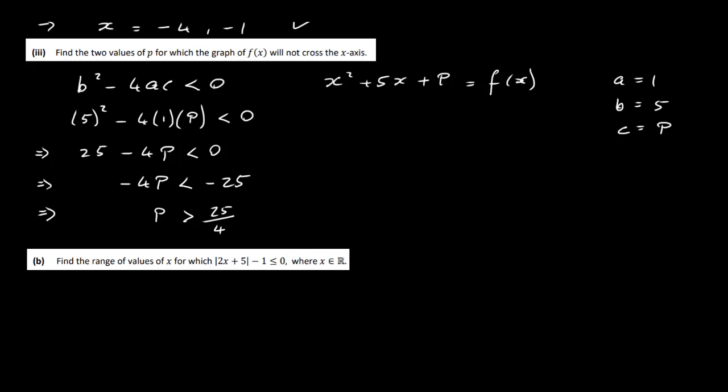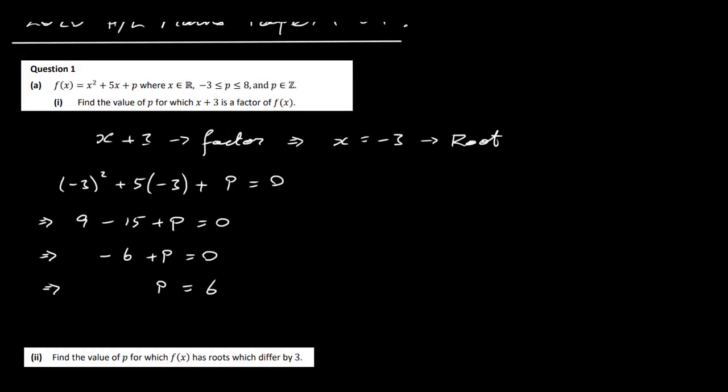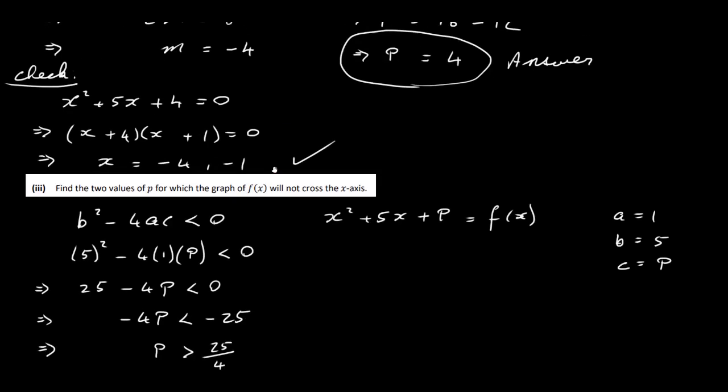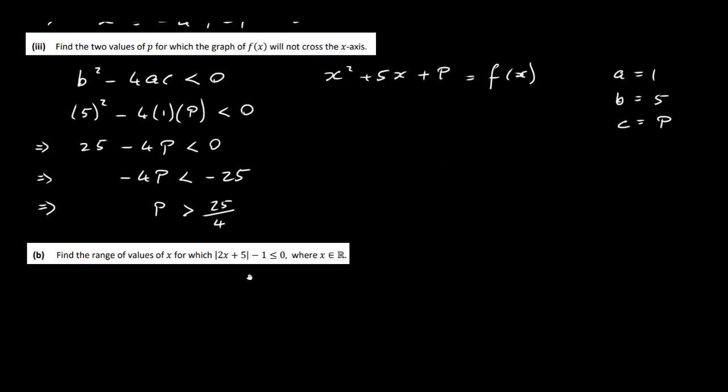Now remember from the original question here, p has, let me see, what does it say? P has to be between minus 3 and 8, and p is going to be an integer, so it's a whole number. And it has to be somewhere between minus 3 and 8, including 8, and including minus 3. So our answer here is p has to be greater than 6 1/4, 25 over 4. So that means then that p will have to be equal to 7 and 8.